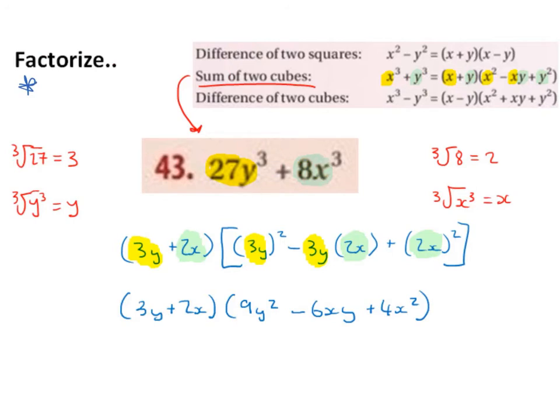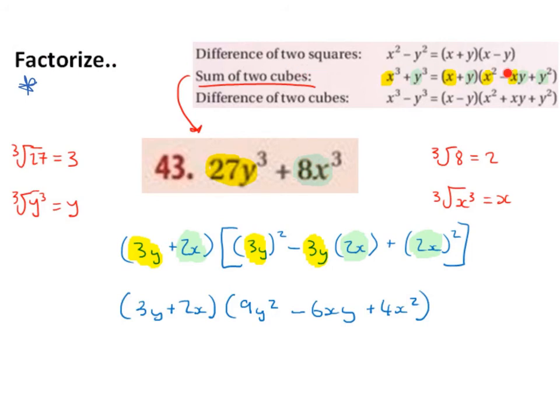y³ is also a cube number because the cube root of y³ is y. 8 is a cube number because the cube root of 8 is 2, and x³ is a cube number because the cube root of x³ is x. And we also have a plus in between, so we know that this is the sum of two cubes.